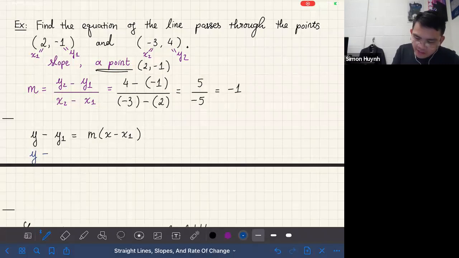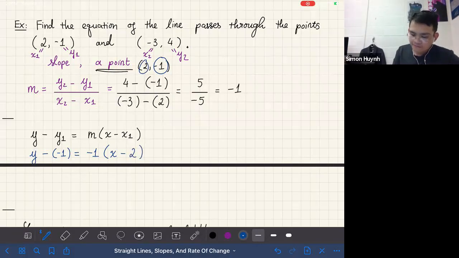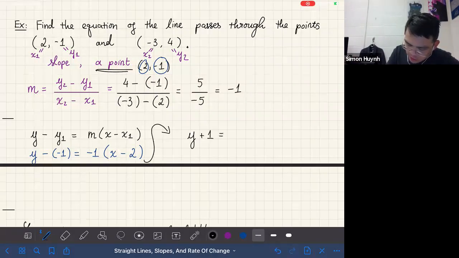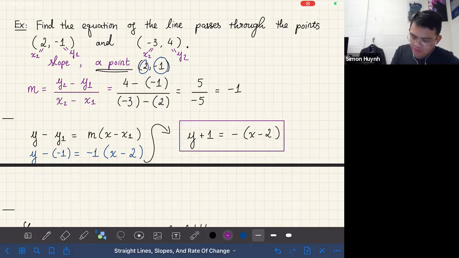y minus y1, which is negative 1, is equal to the slope, which is negative 1 in this case, times x minus x1, which is positive 2 in this case. And so, cleaning it up a little bit, we get that y plus 1 is equal to negative x minus 2. And so this is the point slope form of the linear equation that we are looking for. Point slope.